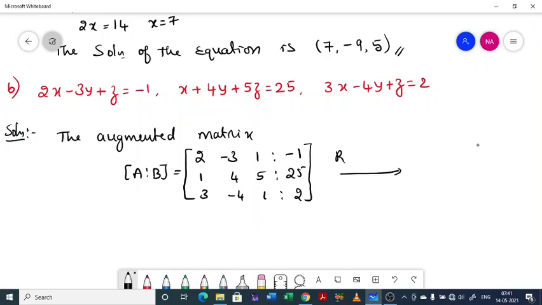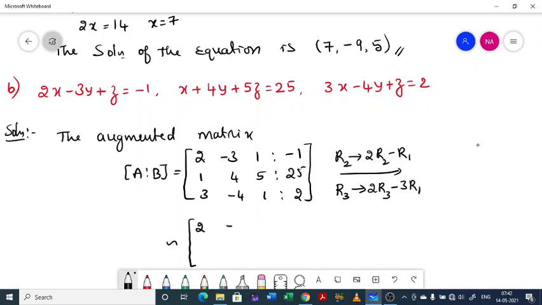So first one, R2 changes to 2R2 minus R1. R3 should change to, see, again we got the same situation. Here I have 3, I have to make it 6. Just take the LCM of these two numbers 2 and 3. So here I should get 6, then subtract R1 from R3. So the operation will be 2R3 minus 3R1.